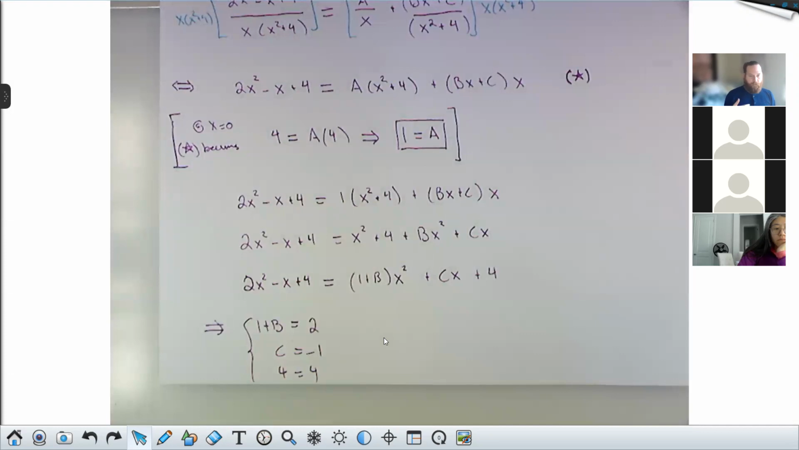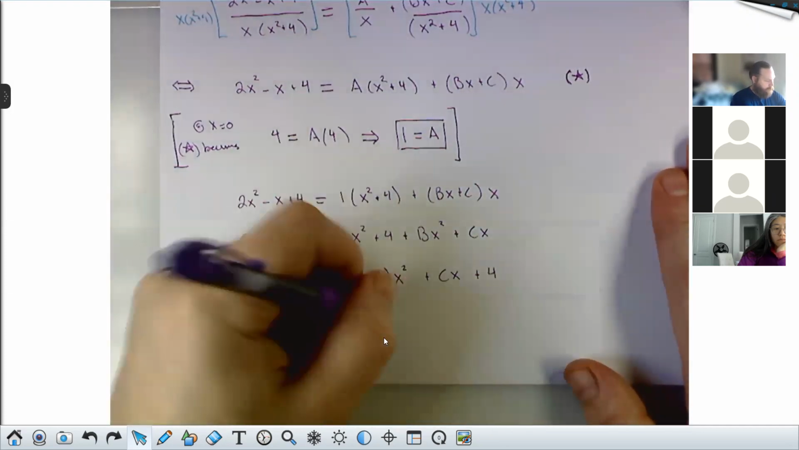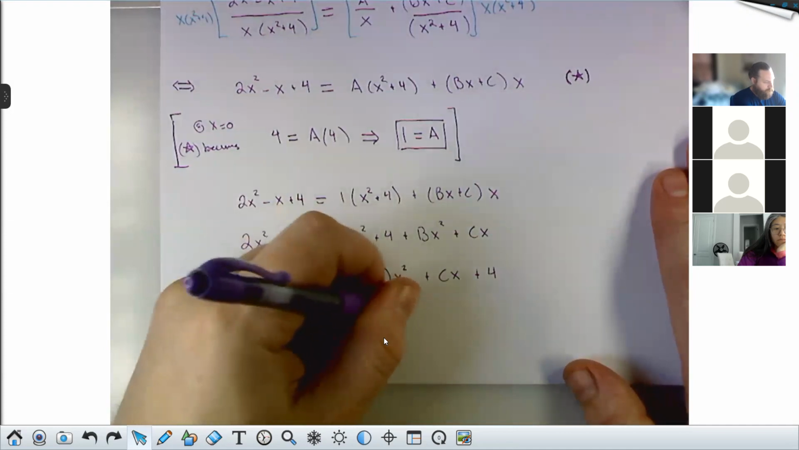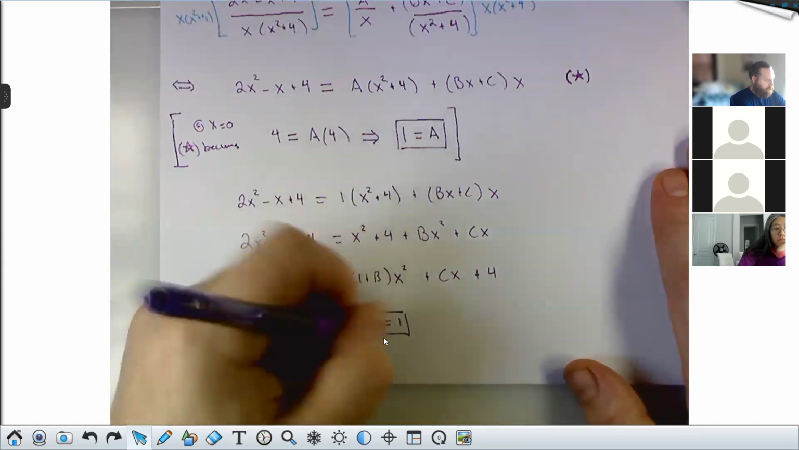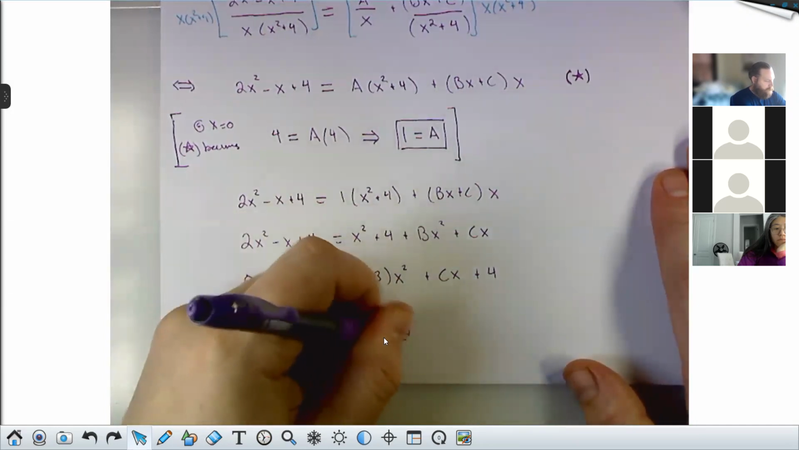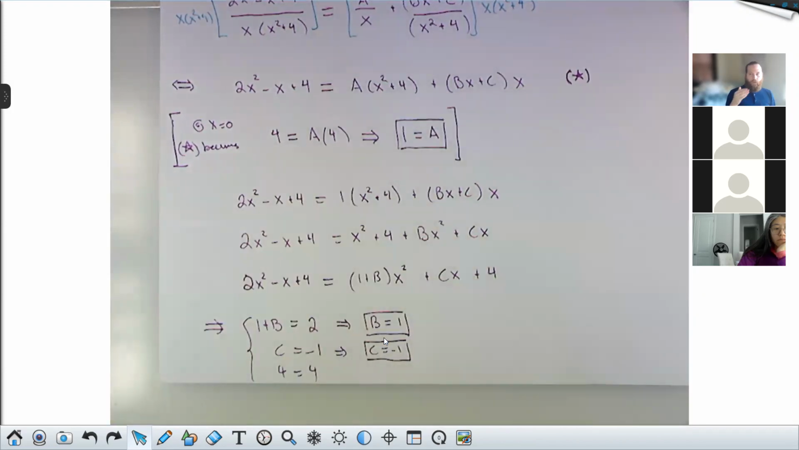This is a 3×2 linear system. It is easy to solve. If 1 + b is equal to 2, then b is equal to 2 minus 1, which is 1. And this guy just straight up says c is -1. So now we're done. Now we know a, b, and c.